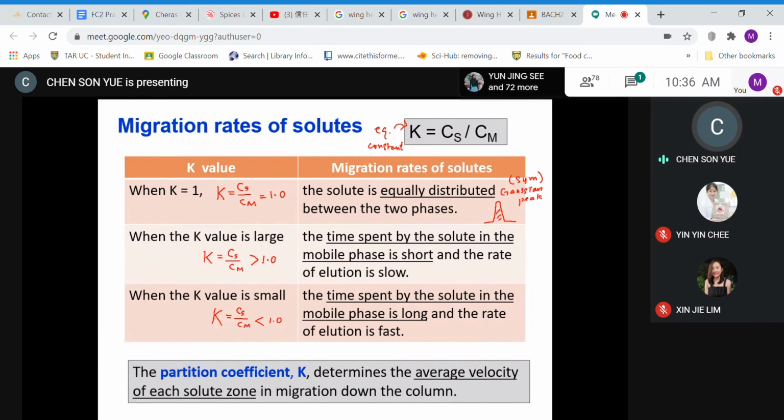If K is larger than 1, what will happen? When we have a column, we have a stationary phase and a mobile phase. More sample in the stationary phase, you have more sample here. Here you have less sample. More sample in the stationary phase means the time spent by the solute in the mobile phase is short, and more time is spent in the stationary phase. That's why K is larger than 1. And you can see here what will happen to the peak.